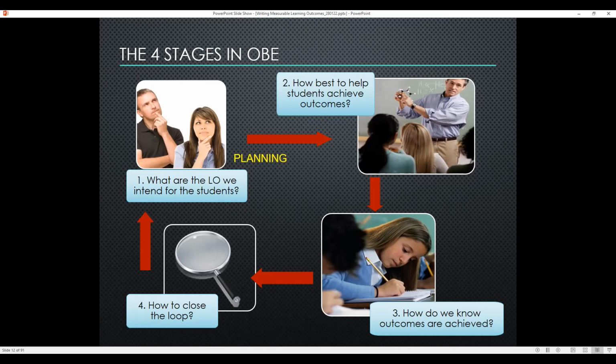Then the second one, anybody? Conducting lesson. Yes, conducting lessons, but what do we call it? We usually use the word delivery. Okay, it's the delivery stage. And then the third one is assessment. And lastly, the last one is CQI. That's where you do your EOS and everything.